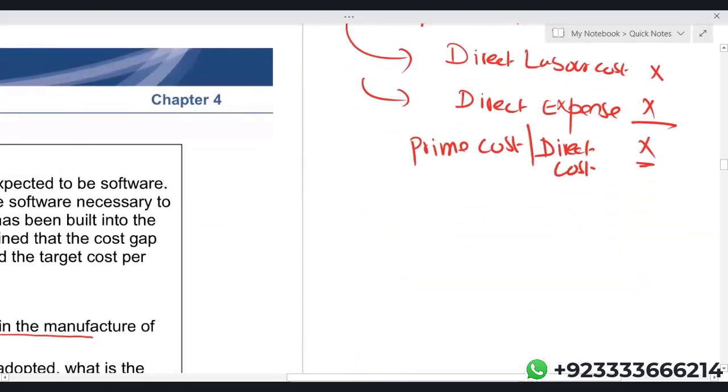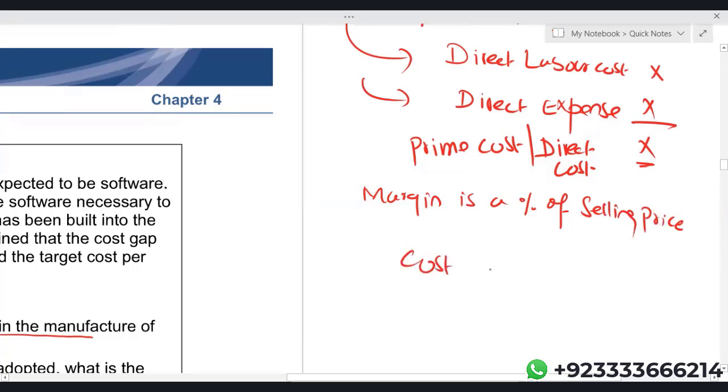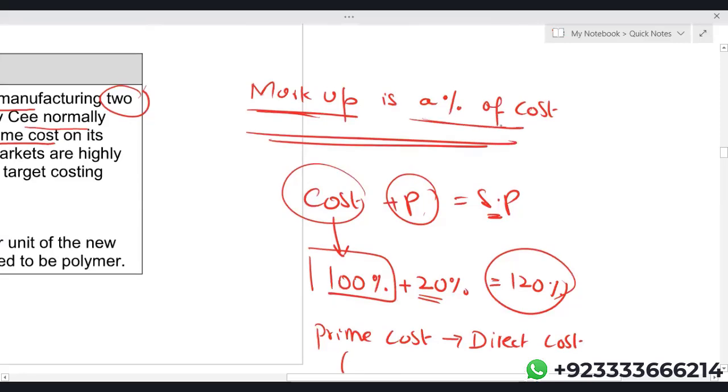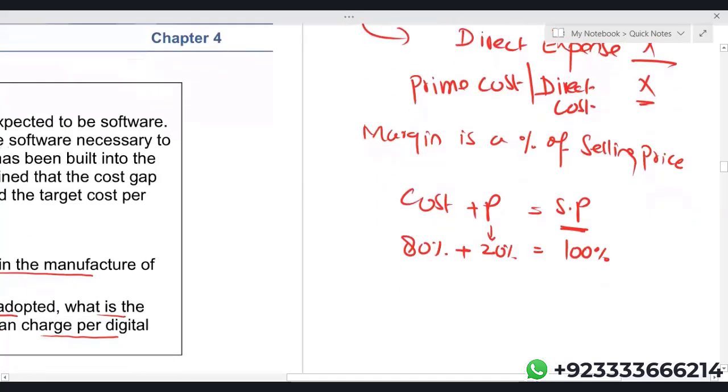Now, there's another term which we use, which is margin. Margin is a percentage of selling price. So in case of margin, basically what happens? Cost plus profit is equal to selling price. In case of margin, selling price will always be 100%. Now, assuming the profit margin is 20%, then your cost will be 80%. So markup, percentage of cost, margin, percentage of selling price.